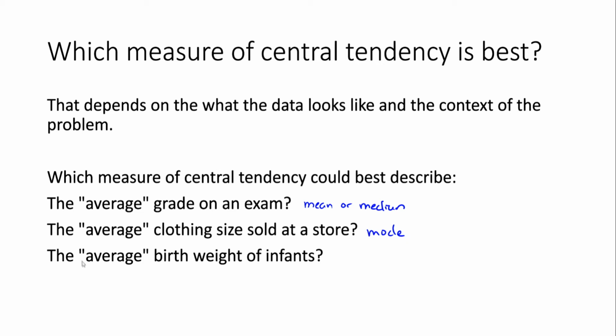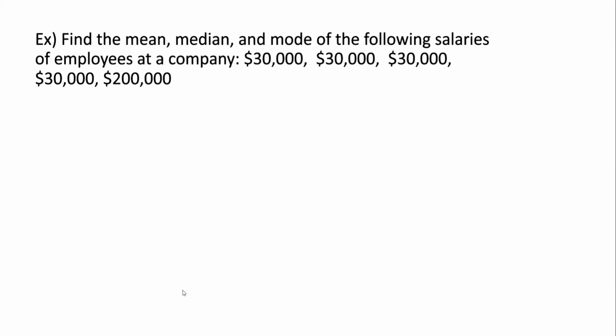Let's say we want to know the average or typical birth weight of infants. The mean is probably the best thing here because this tends to be normally distributed. We're going to talk later about what normally distributed means.